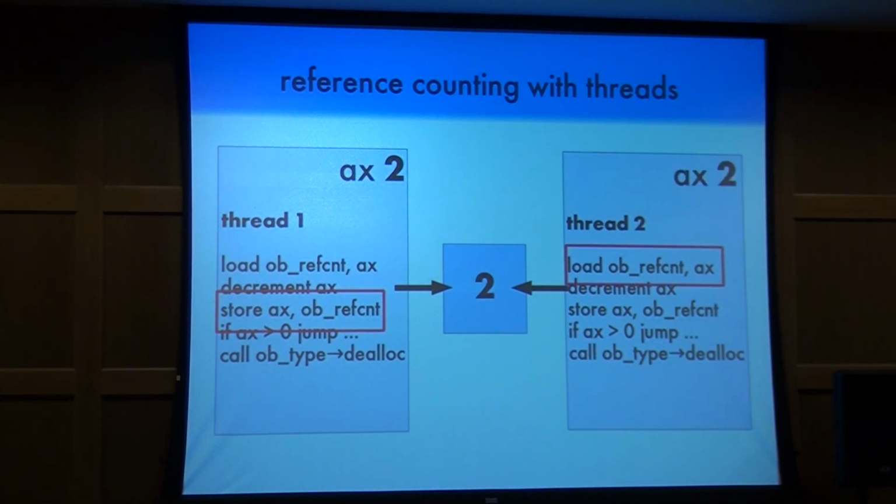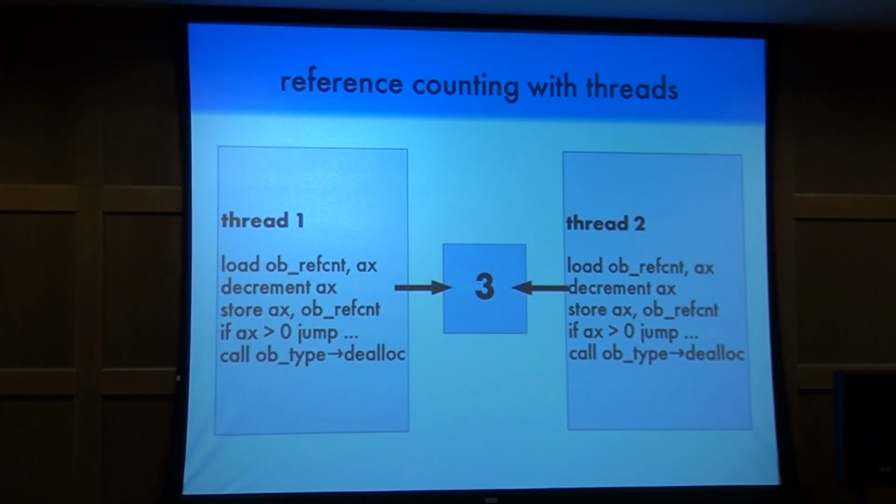Working great so far. Thread 2 comes along, does the same thing. Load the reference count into AX, decrement it, store it back into the object. Object now has a reference count of 1. That worked. We had 2 threads that came along. The object had a reference count of 3. Both threads had a reference to the object. They both dropped them, and the resulting reference count is 1. Worked fine. Let's do it again, but this time it's going to fail.